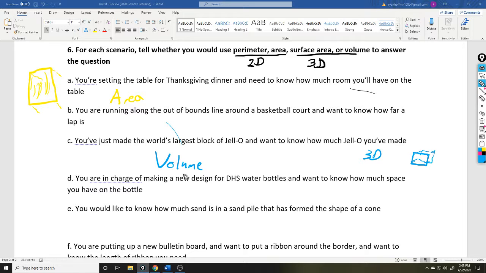All right, we'll do one more and then we'll call it good. Then we'll be done. You are in charge of making a new design for DHS water bottles and want to know how much space you have on the bottle.